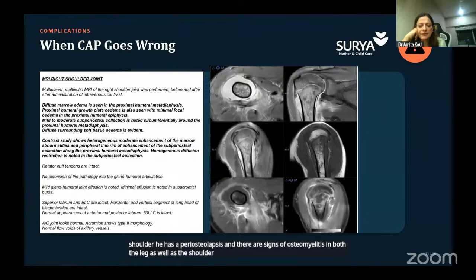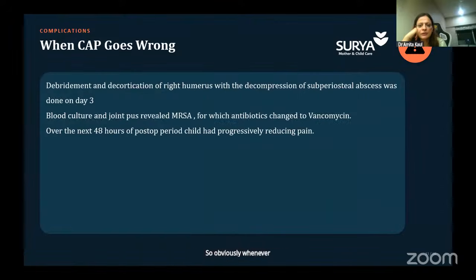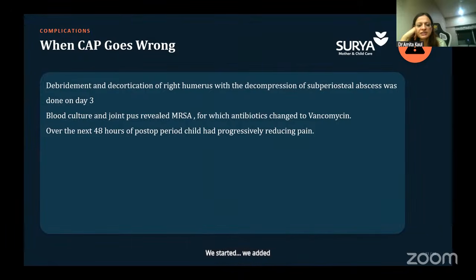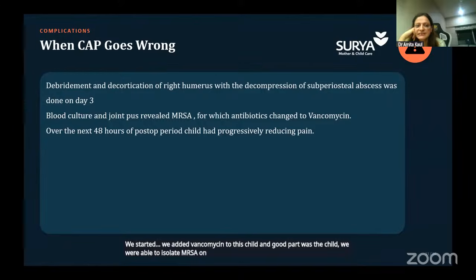Obviously, whenever there's pus you have to take out the pus, otherwise the child is not going to get better. And whenever you find such metastatic lesions, the first bacteria which should come to your mind is staph, and that too MRSA. So once we got the reports, we added vancomycin to this child. The good part was that we were able to isolate MRSA on the blood culture itself as well as the joint pus culture. So it was MRSA, and we just stuck to vancomycin.